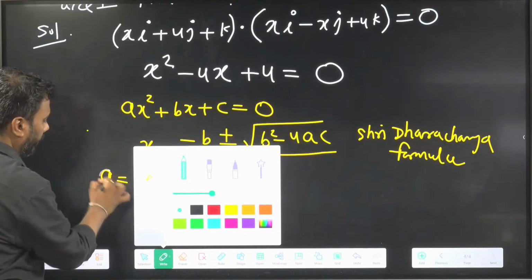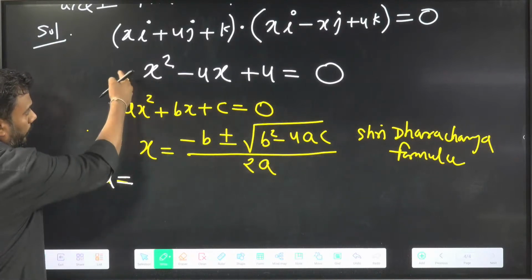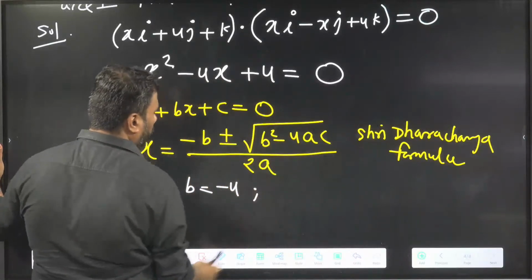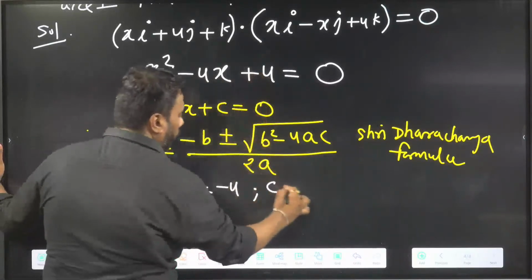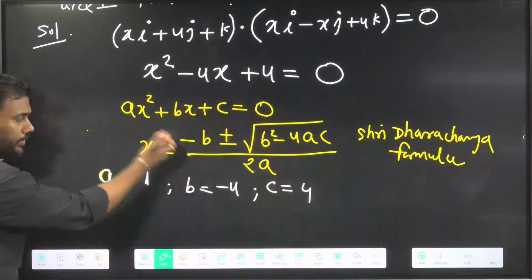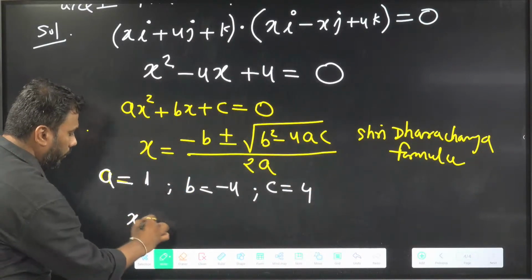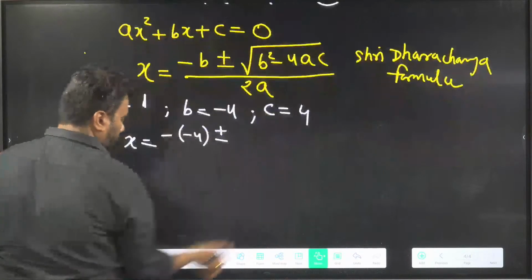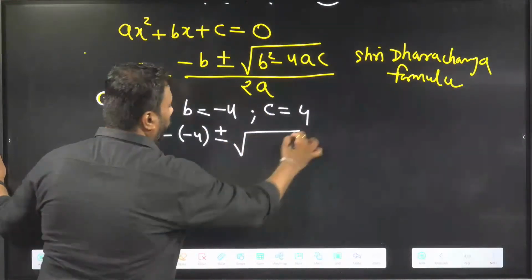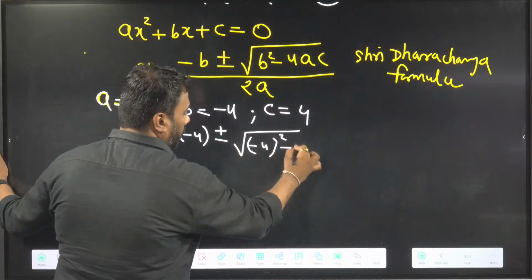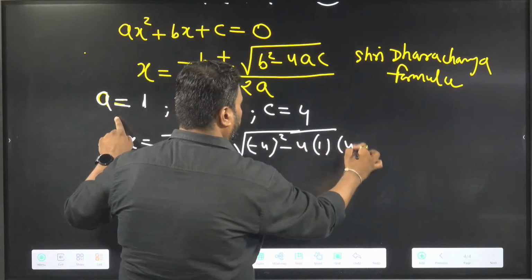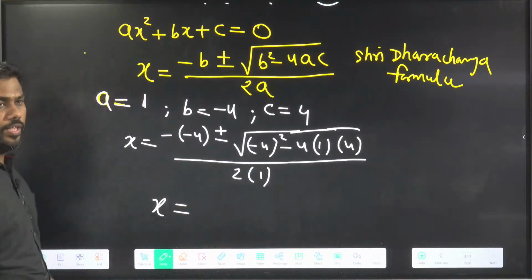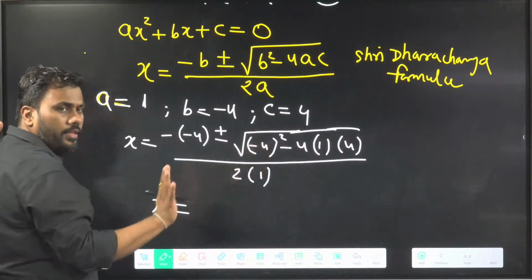If you compare with our formula, the coefficient of x square is 1 here. Coefficient of x is minus 4. Constant term is 4. Now just substitute these values in the equation. So you will get x equal to minus b plus or minus root over b square minus 4ac upon 2 times a.